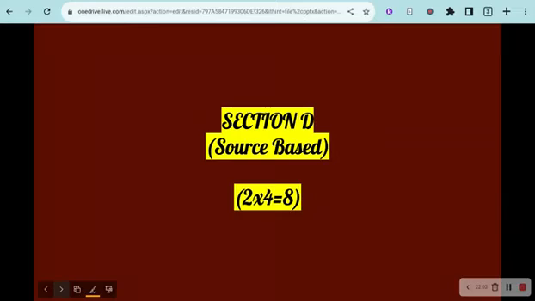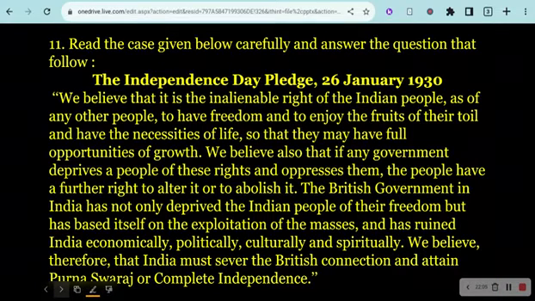Now let's go towards the case study based question. Two case studies you have. Let's quickly read it. Okay. Independence Day pledge, 26 January 1930. We believe that it is the inalienable right of the Indian people, as of any other people, to have freedom and enjoy the fruits of their toil and have the necessities of life, so that they may have full opportunities of growth. We believe also that if any government deprives the people of these rights and oppresses them, the people have a further right to alter it or to abolish it.